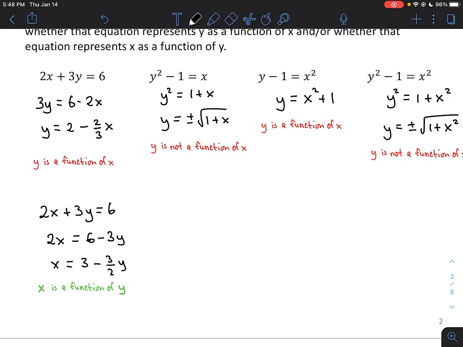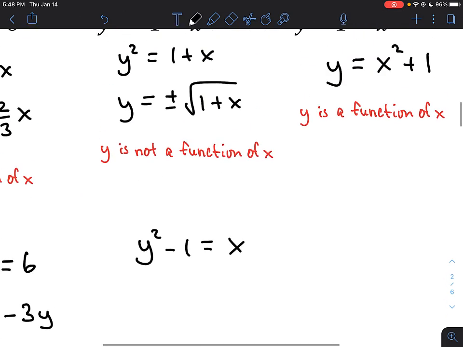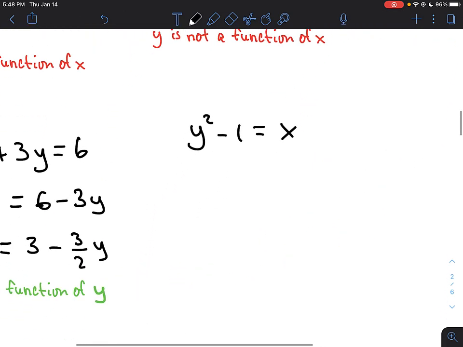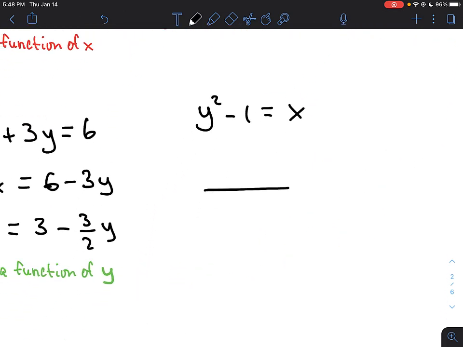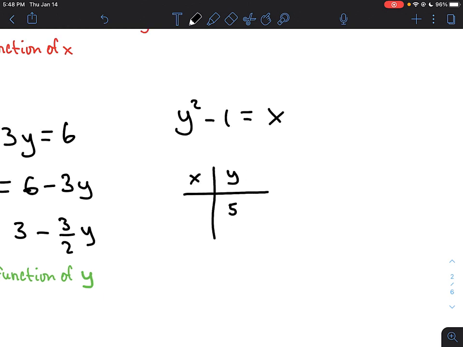Okay, let's take the second equation, which was y squared minus 1 is equal to x. And let's solve for x. Well, x is already isolated, so there isn't much to do there. But the question is, when I do a table of points, and I start with the y, plug in 5 for y. Well, when you plug in 5 for y, you're going to square it first, which is 25, and then minus 1, you get 24.